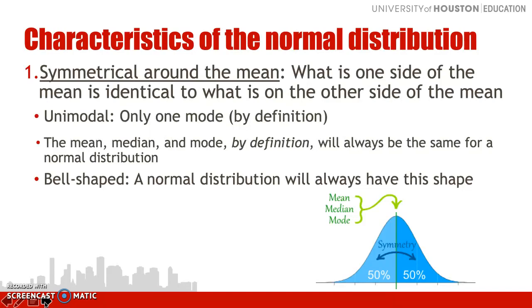Another nice characteristic that stems from the fact that it's symmetrical is that the mean, the median, and the mode, by definition, are always going to be the same. So if the mean is 5 in a normal distribution, the median will also be 5, and the mode will also be 5. As we saw in the example of mean and median salary in the US, we know that's not always the case. And of course, symmetrical around the mean also means that it's bell-shaped. So this normal distribution will always have something like this shape.